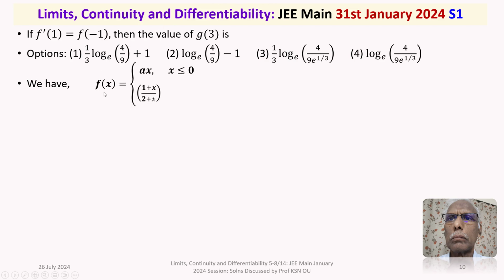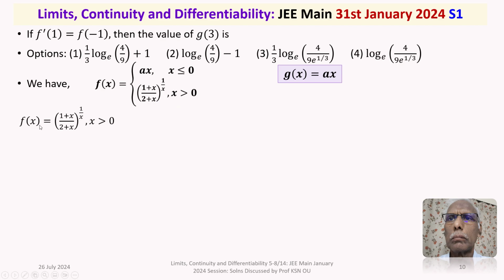We have this function f of x like this, and we have g of x is ax. Agreed. Now we are given f prime 1 is equal to f of minus 1. This suggests that we need to differentiate f of x. So we want f prime x. When we want f prime at 1, 1 means greater than 0, that means we have to take that function when x is greater than 0.